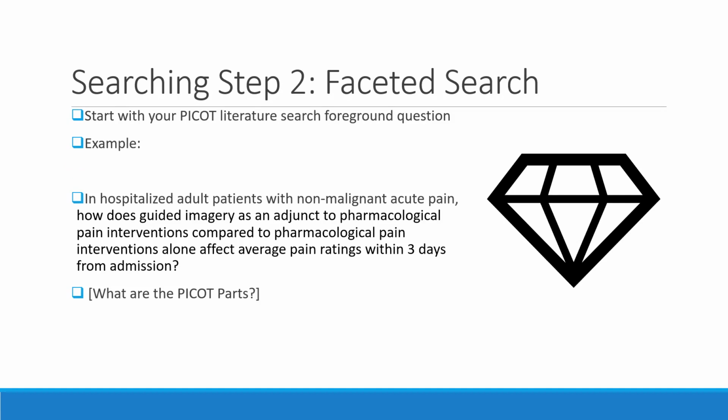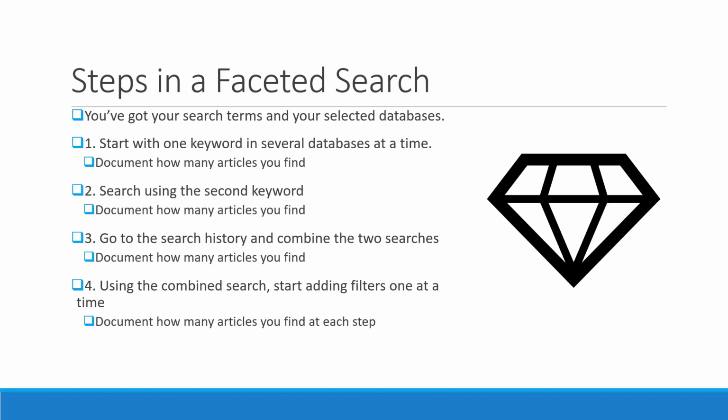Okay, going to start with your PICOT literature search foreground question. Here's our very specific question, this time looking at adults with non-malignant acute pain, looking at guided imagery compared to just using medication alone. How does that affect pain ratings within 3 days from hospital admission? And I'll let you break that down into the PICOT parts. You can do it, but it's so much more specific than what can we do to decrease pain, right? We're looking at guided imagery now, which is an intervention that OTs can do.